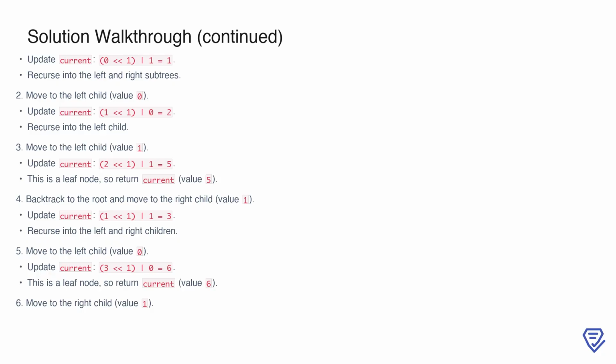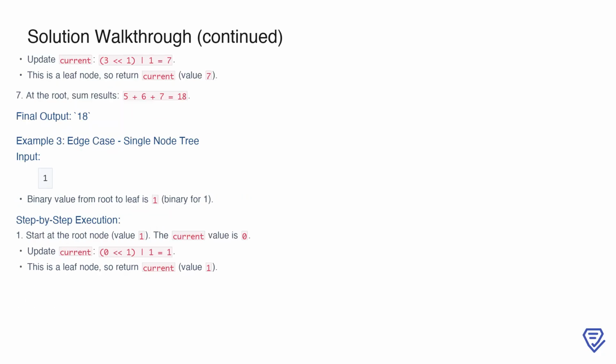Then, we move to the right child with value 1. For the right child of the right subtree, the current value updates to 3, 1, 1 equals 7. Since this is a leaf node, we return 7 as the result for this path.